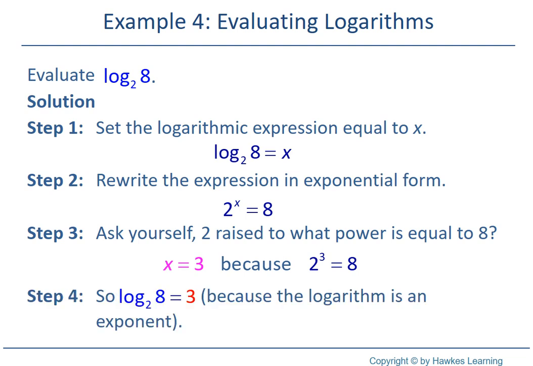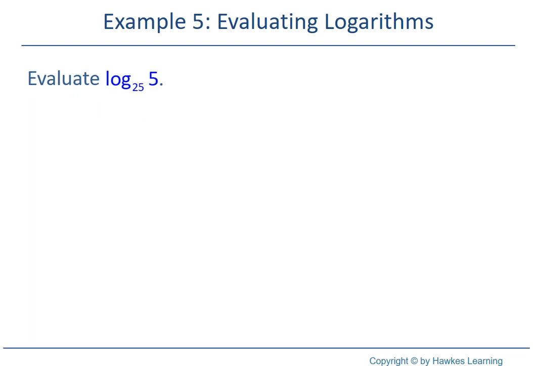And there they go. All right, here's one. And again, some of these are so easy you probably can figure them out without writing them out, but you want to get a pattern. Our base is 25. 25 to what exponent equals 5? 5 is our answer.